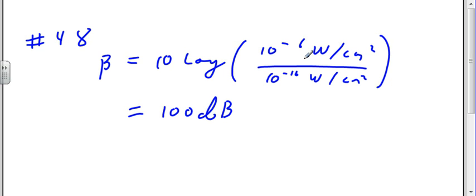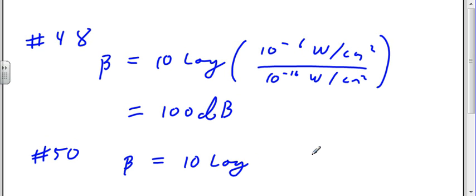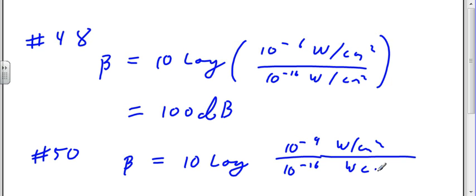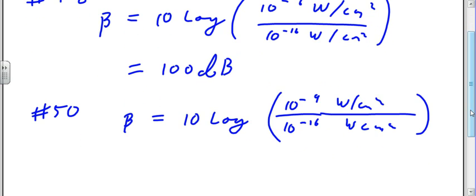We'll do 48. We just did 48. Okay, we'll do 50. And now we have beta equal to 10 log 10 to the minus 9th divided by 10 to the minus 16th watts per centimeter squared. Okay, what are we getting at with 16 real quick? Just so I know. It's by definition.